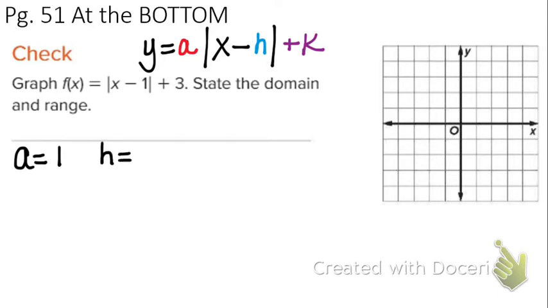h is always inside, but you flip it. And this is where students usually get confused because they say, oh, h is -1. It's not -1. It's the opposite. This is the one we have to flip. So what's the opposite of -1? 1. And what's k in this equation? k would be what? Positive 3.